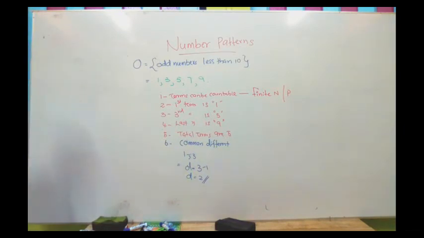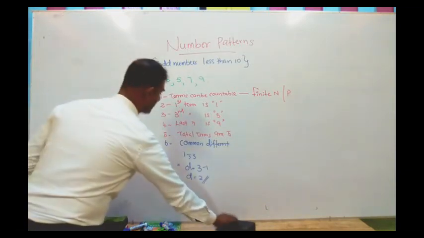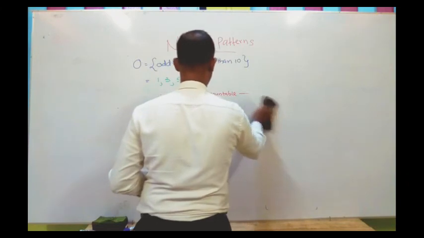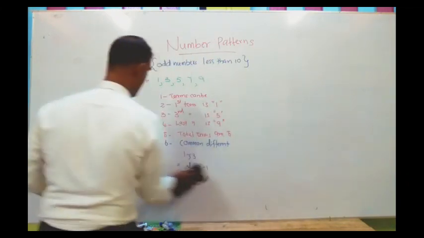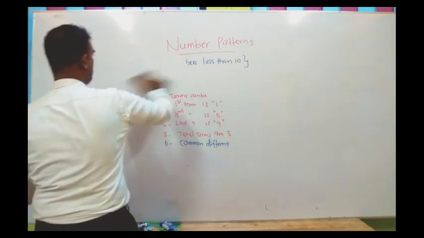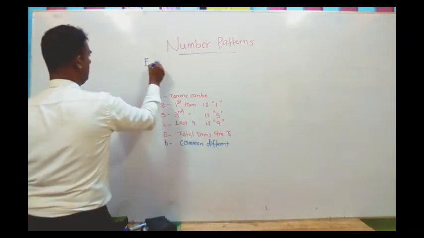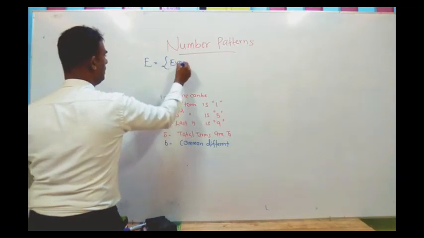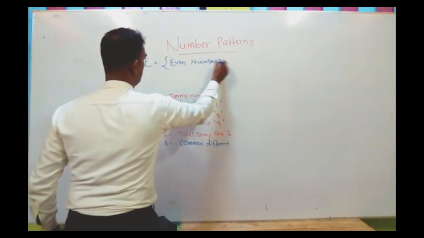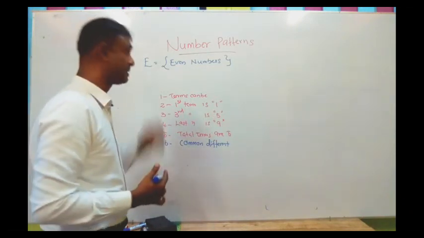Right? Okay. Next, I think you are clear. Next, I will discuss another one. The questions are the same. Therefore, I will clean this side. I will give a number pattern. E equals even numbers. Firstly, we want to represent this as a figure.